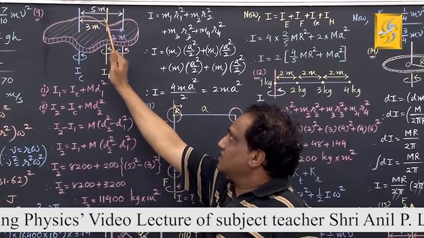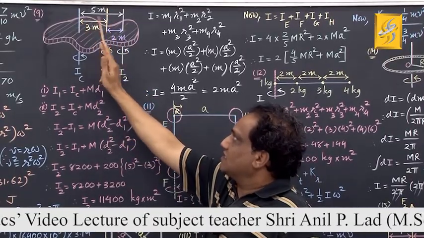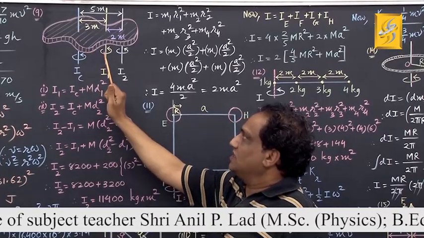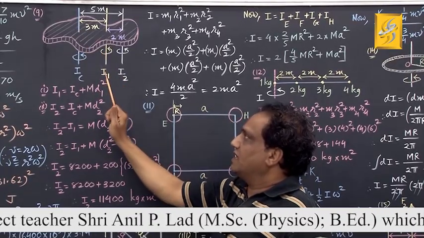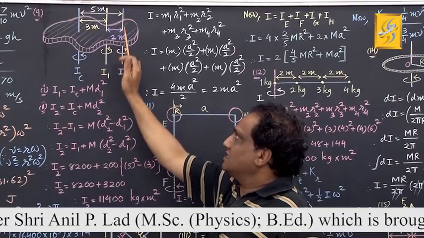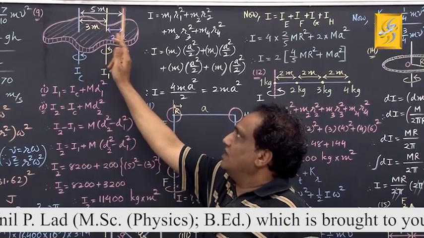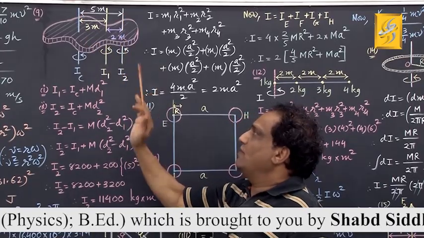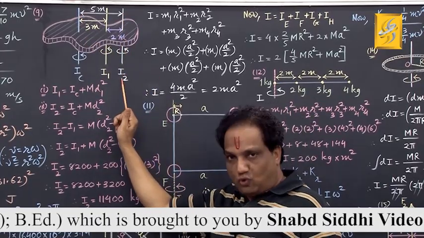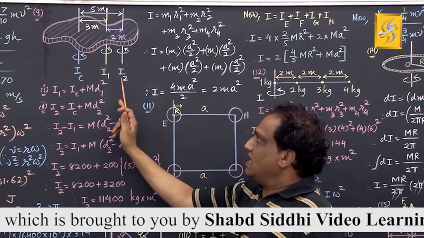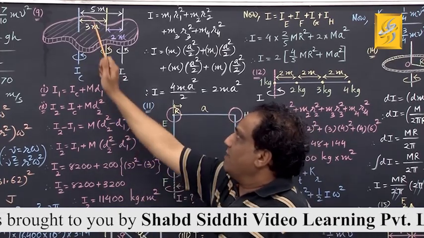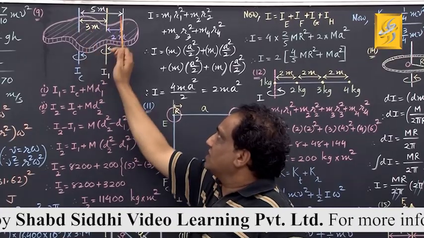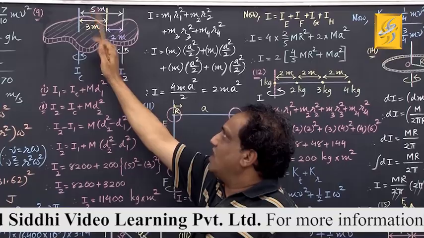Now consider this axis of rotation, which is at a distance of 3 meter from this axis, and about this axis the moment of inertia of this body I am taking as I1. Take another axis which is at a distance of 5 meter from this axis. About this axis, the moment of inertia I am taking as I2. We have to find out this I2 value. The perpendicular distance between these two parallel axes is 3 meter, and between the other two parallel axes it is 5 meter.